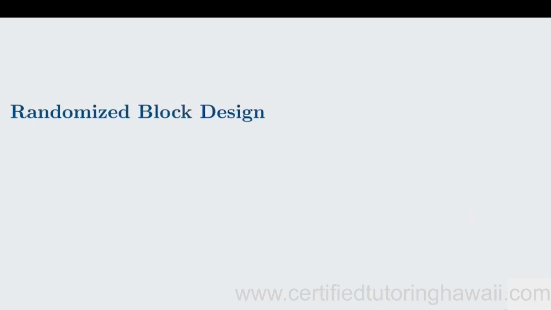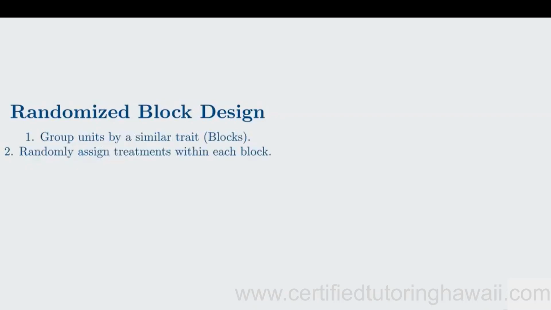The second design is the randomized block design. First, group units by a similar trait called blocks. Second, randomly assign treatments within each block. Think of a block as a way to group similar units to reduce variation. For example, if we think a new medication might affect men and women differently, we would block by gender.